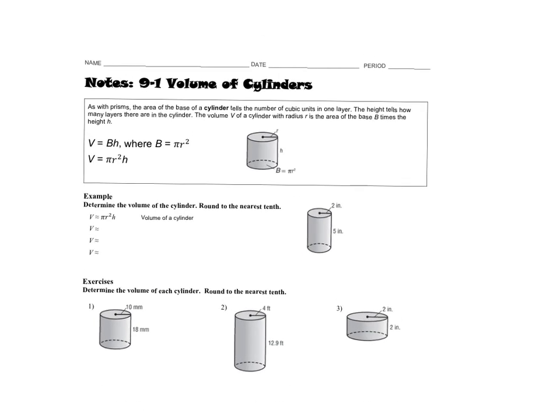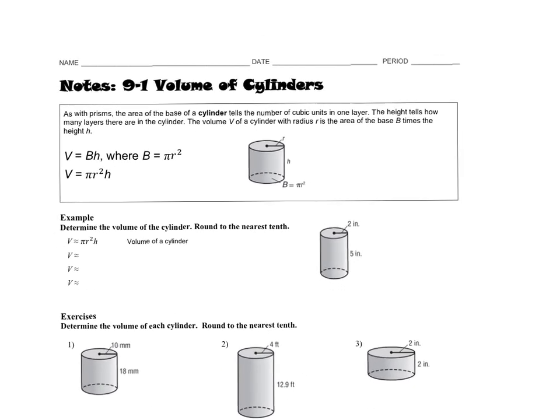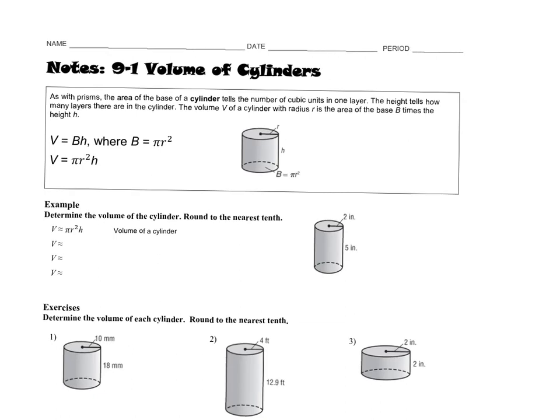Okay, so this is the volume of cylinders. A cylinder is just a type of prism, because it has the two bases right here, and then it has a rectangular face. So it's going to still use that formula, the base times height.